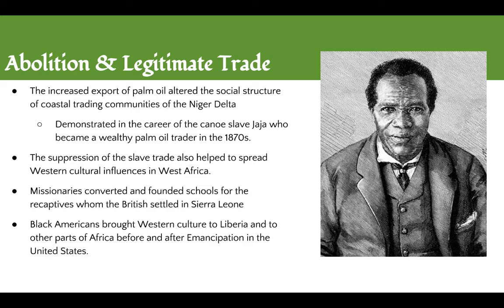The suppression of the slave trade also helped spread Western cultural influences into West Africa. Europeans, especially the British, as they end the slave trade, begin trading more in different materials. Missionaries also convert many Africans in these areas, especially around the coastal areas. They found schools for recaptives who the British had settled in Sierra Leone. And so they begin to have a huge influence that way.